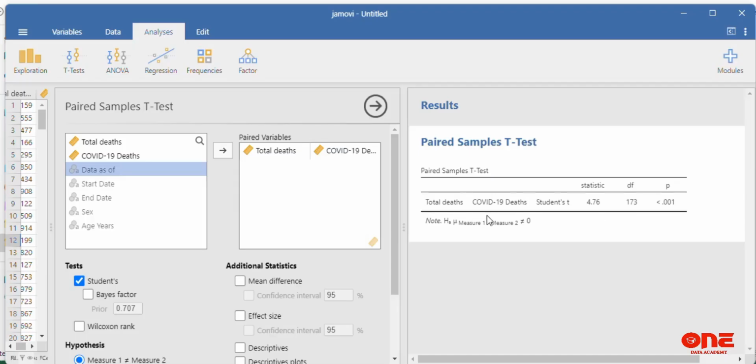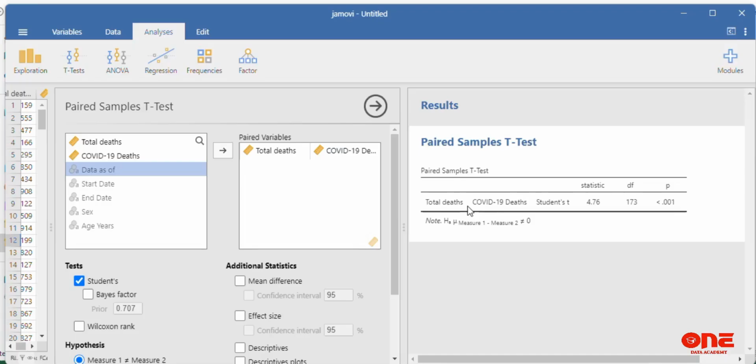So this is what we have. The p-value is less than 0.05, which is our significance level. And that means that there is a significant difference between both means. And that means that we'll be rejecting the null hypothesis.